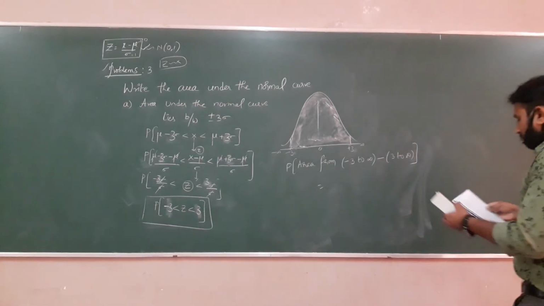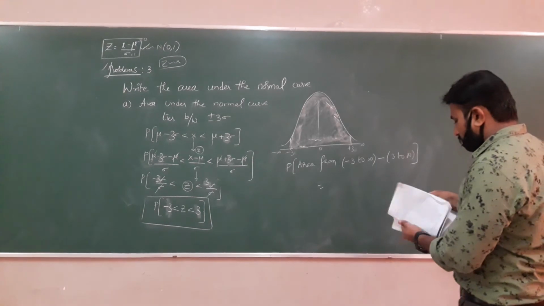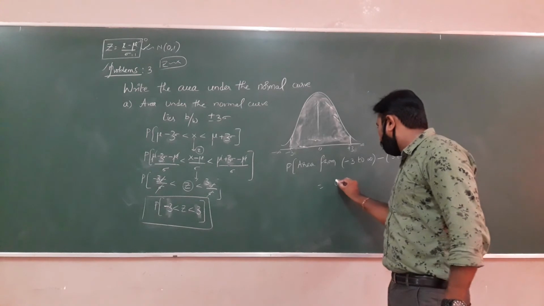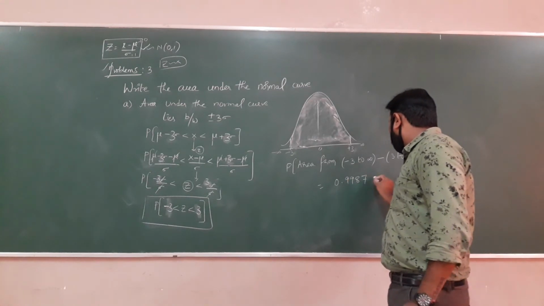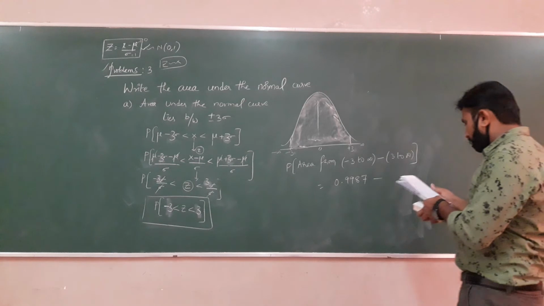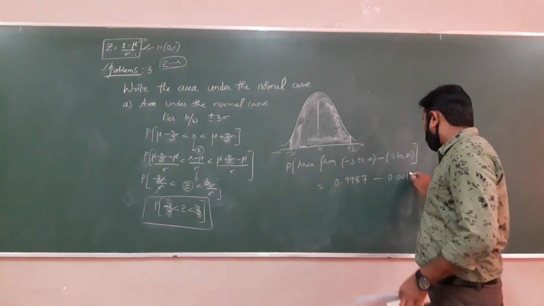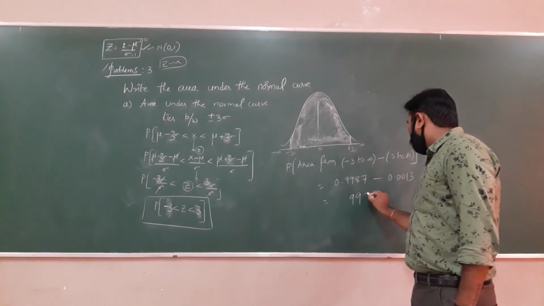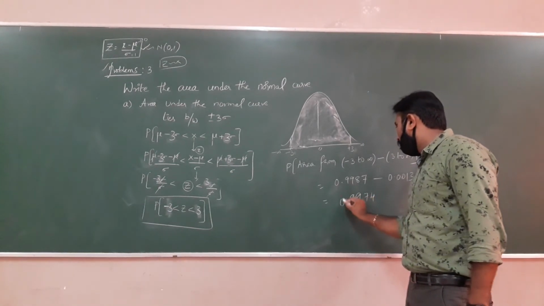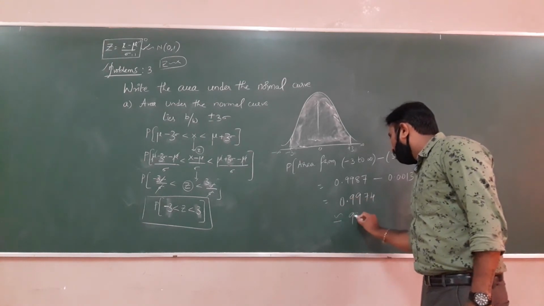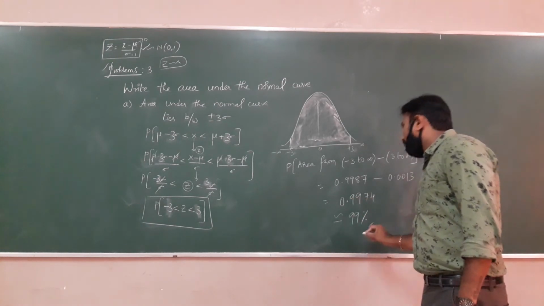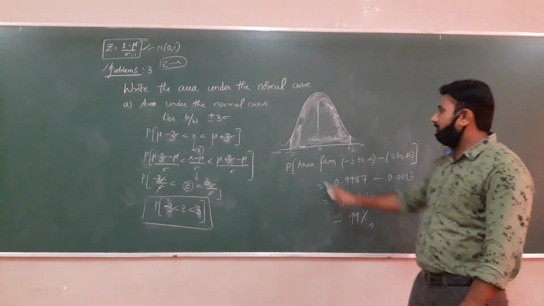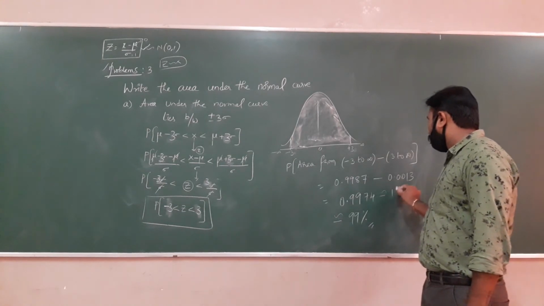What's the value from minus 3 to infinity? Minus 3 to infinity is 0.9987, minus 3 to infinity is 0.0013. After subtracting, you will be getting 99.74, approximately 99.7, nothing but 100%. So the total area under the normal curve, this is 1.